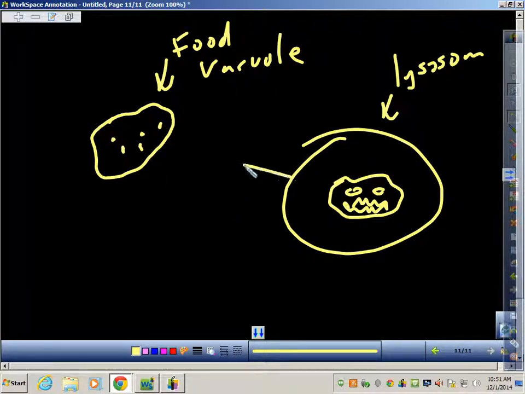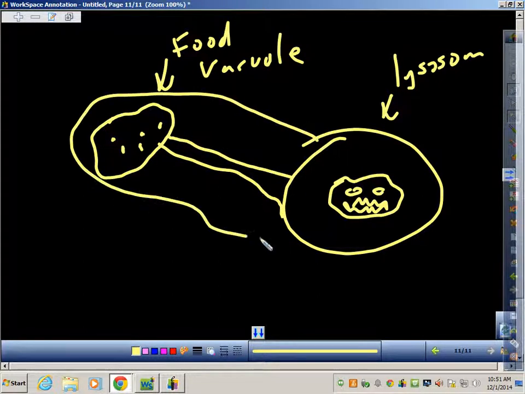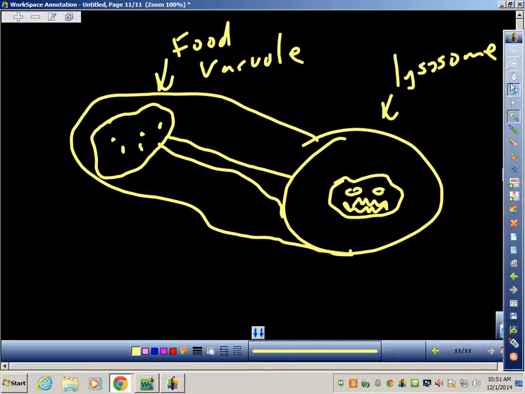So what this lysosome would do is it would actually fuse. These two membranes would fuse, and they'd become part of each other. And this would actually engulf it. And this enzyme would break down the food. You get that? I know it's a terrible drawing. I'm not an artist. You guys know that.